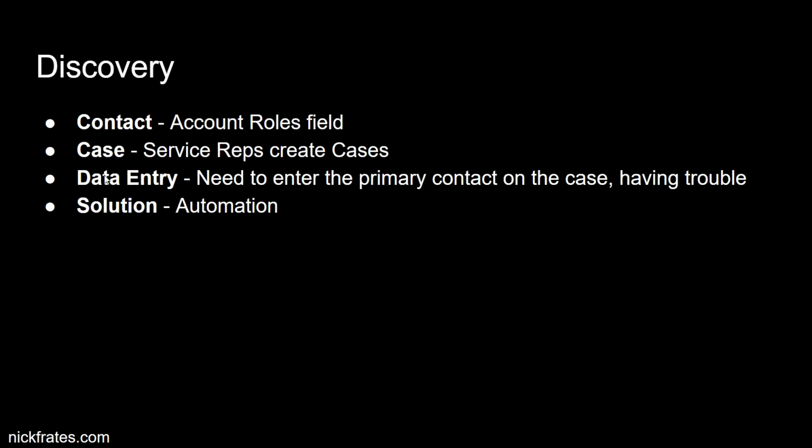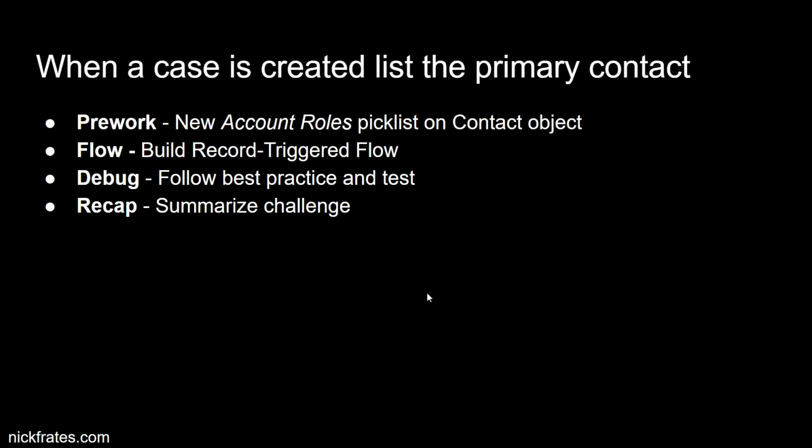We also learned that the service reps are using the case object and they're creating cases to help Universal Containers customers, and that there's some data entry that they need to routinely do. They need to enter the primary contact, which is a value in this account roles picklist field. They need to find whoever that is for the related account and enter that name on the case. And they're having some trouble doing that. So the solution will be to automate it. We're going to build a flow that will go find whoever the primary contact is and stamp that name onto the case.